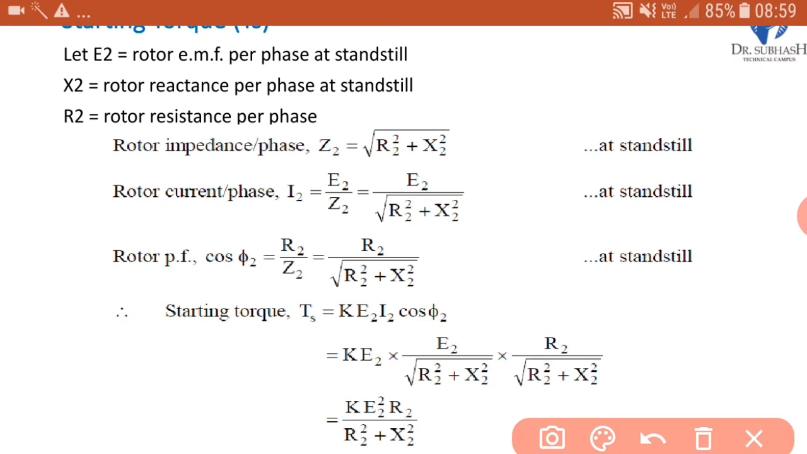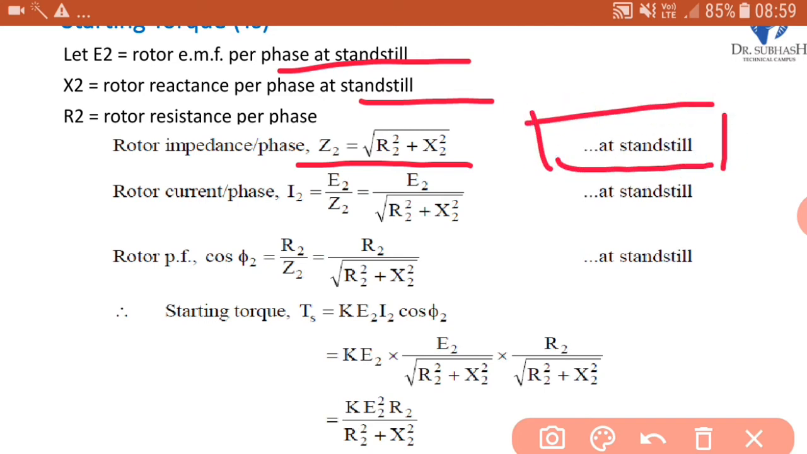Let E2 be the motor EMF per phase at standstill, X2 the rotor reactance per phase at standstill, and R2 the rotor resistance per phase. Here subscript 2 stands for rotor. Rotor impedance per phase Z2 is equal to under root R2 square plus X2 square at standstill. Standstill means speed is 0.